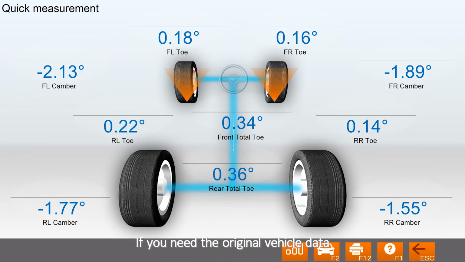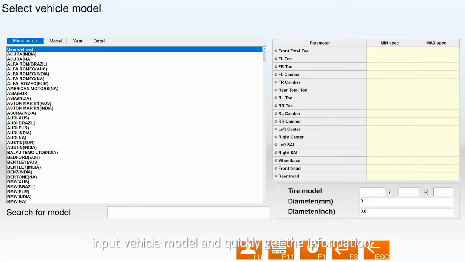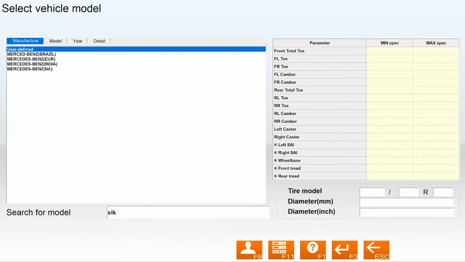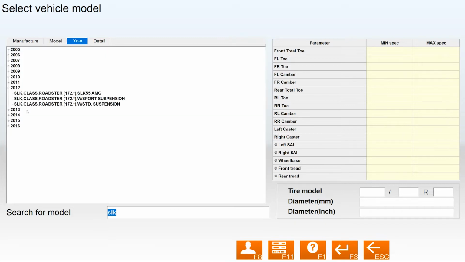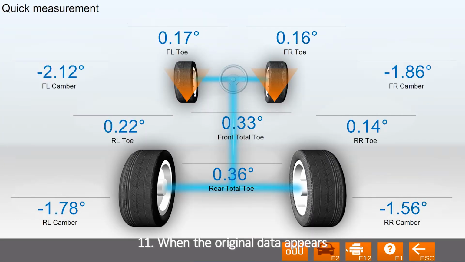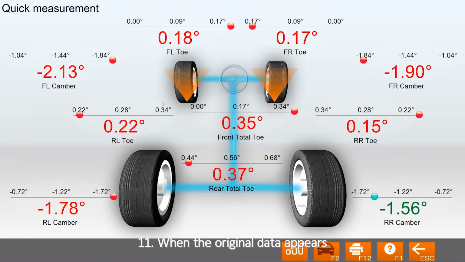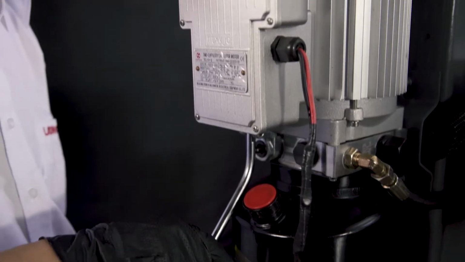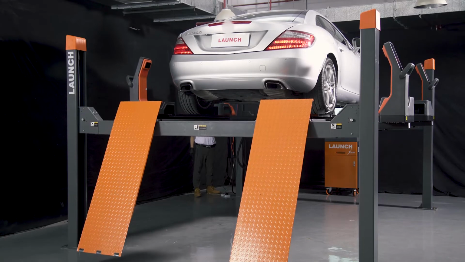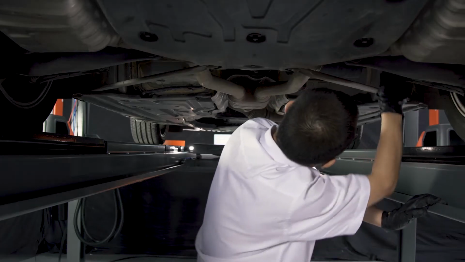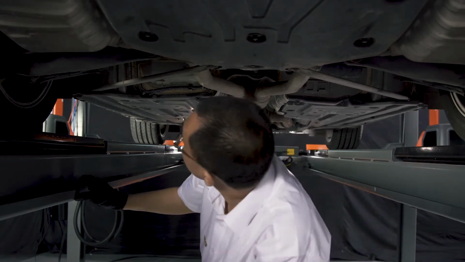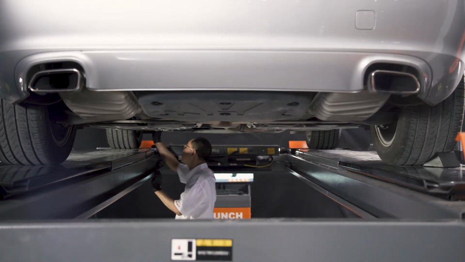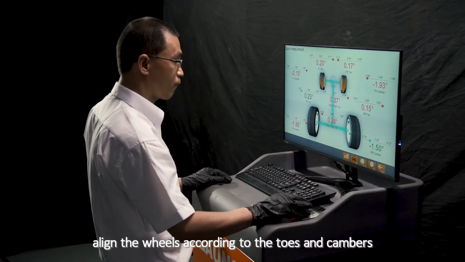If you need the original vehicle data to make a comparison for wheel alignment, select F2, input the vehicle model, and quickly get the information. 11. When the original data appears, lift the car and check the chassis. 9. Align the wheels according to toes and cambers.